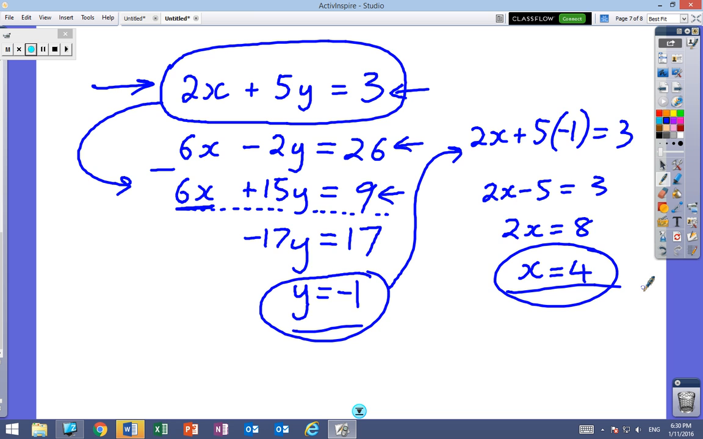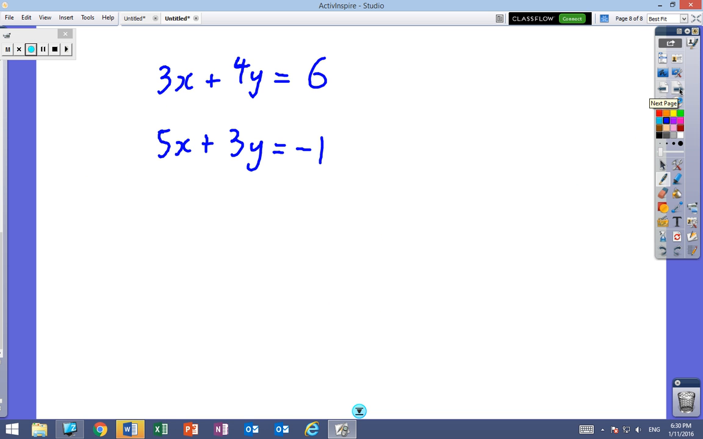Let's have a look at one more. This is the hardest version you can get. The hardest version is, you'll notice 3 times something can't equal 5. 4 times something can't equal 3. And they're not the same size at all. What can I do? Well, I'm going to pick one of the letters. It doesn't matter which one, whichever one you like the most. I'm actually going to pick x, just because it's nice and roomy. I'm going to multiply this lot by 5.